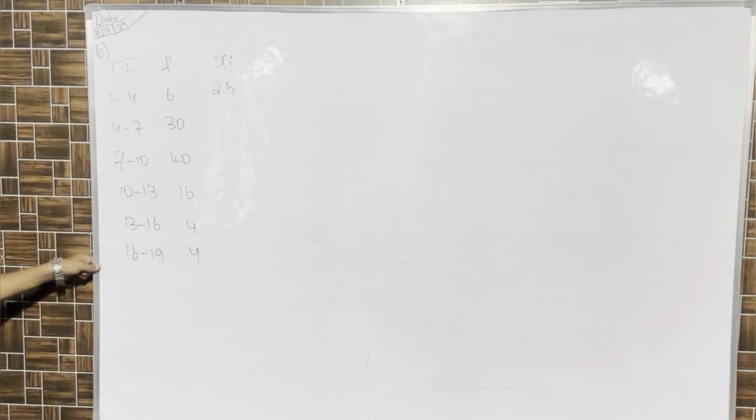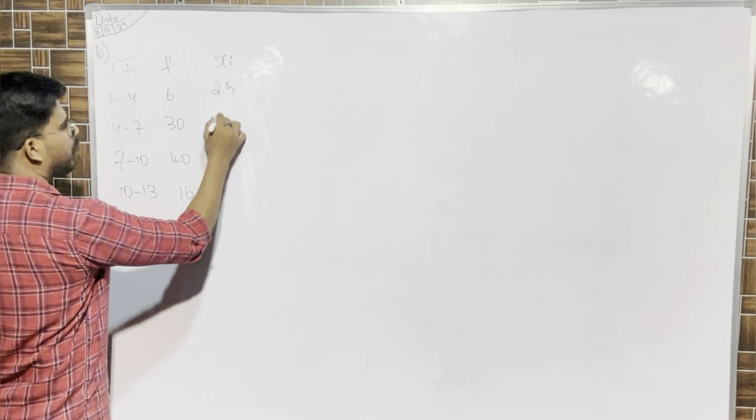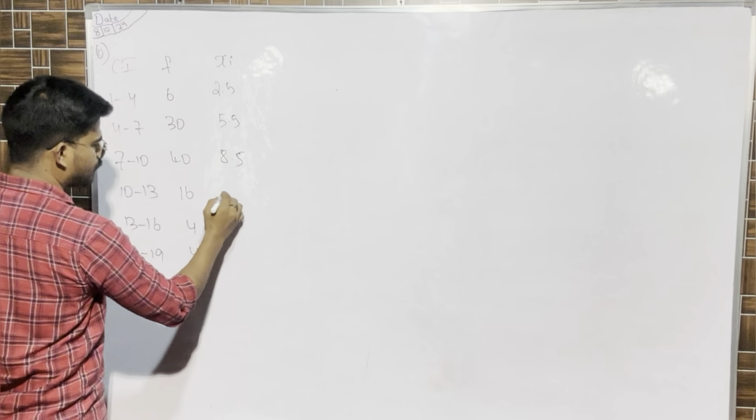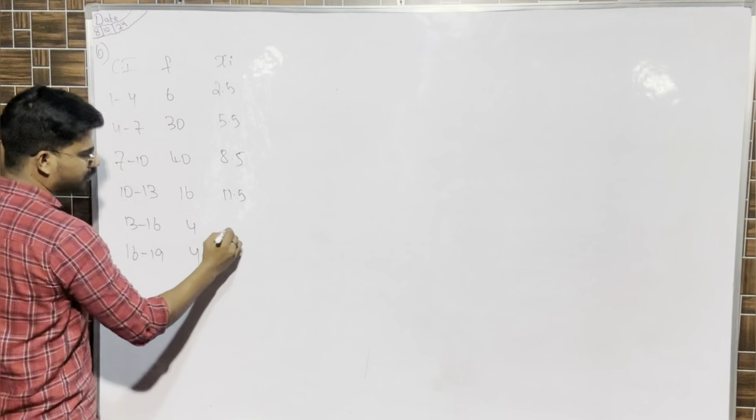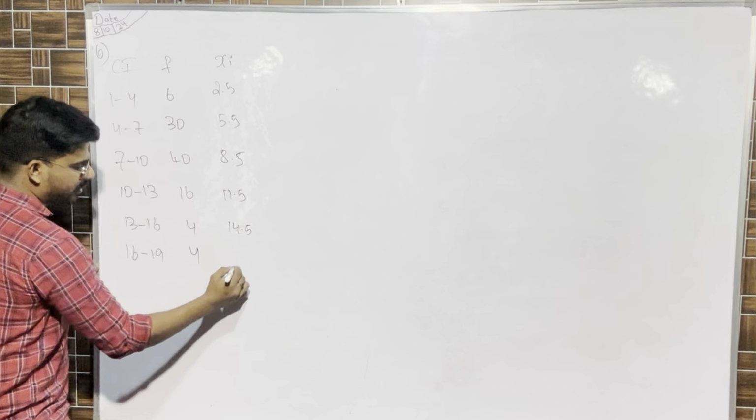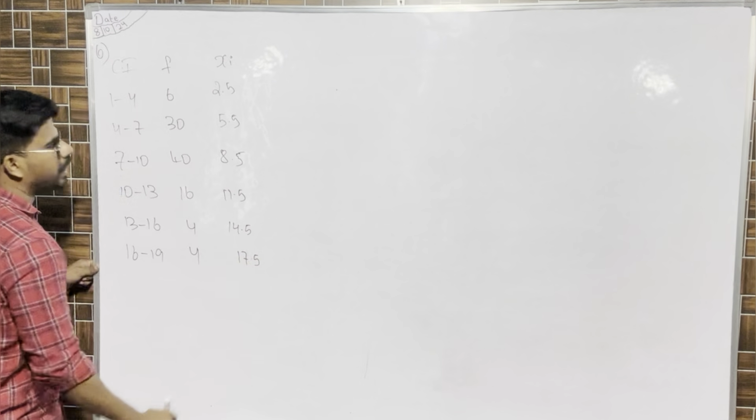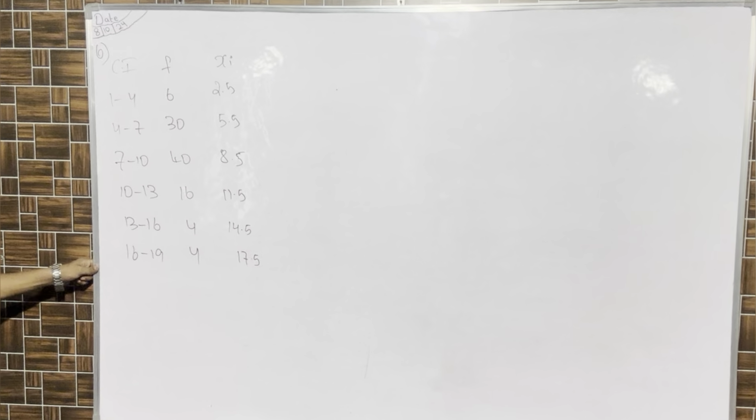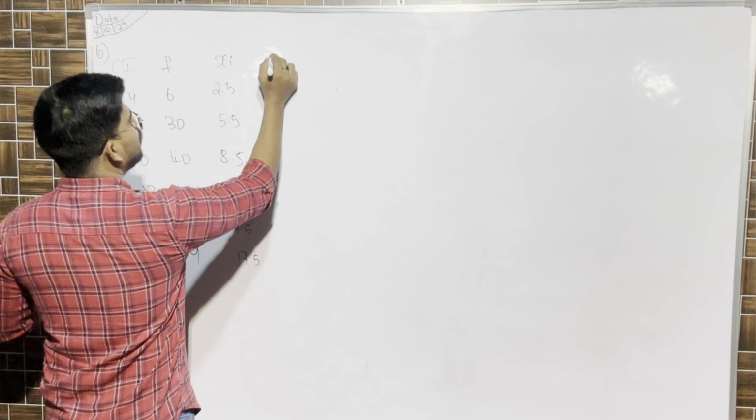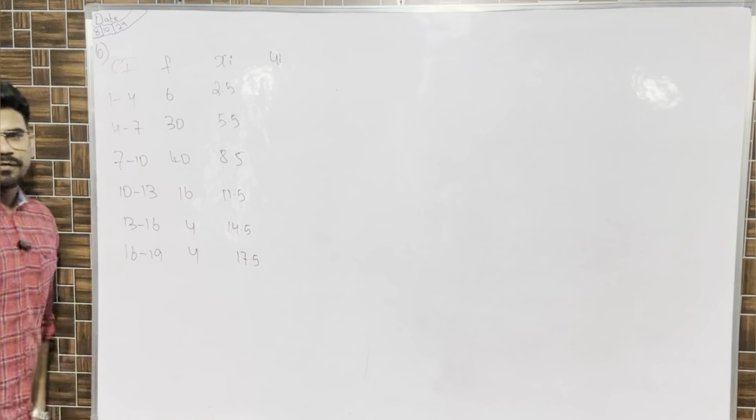4 and 7. What is the average of that? Add 3. 5.5. 8.5. 11.5. 14.5. 17.5. This is the value of xi. Next column, ui. We have to find fiui.